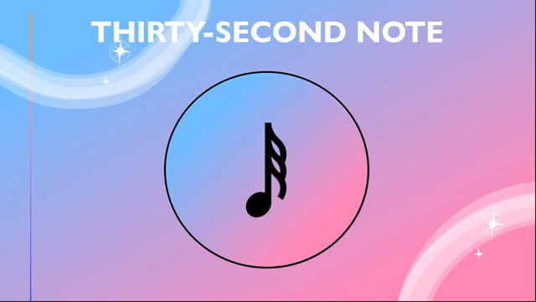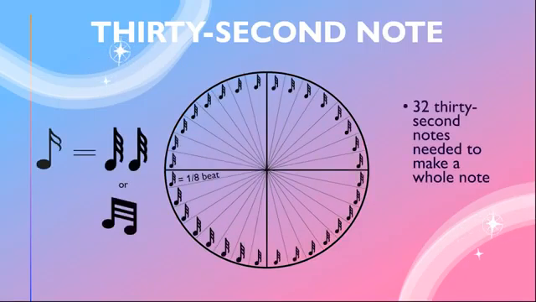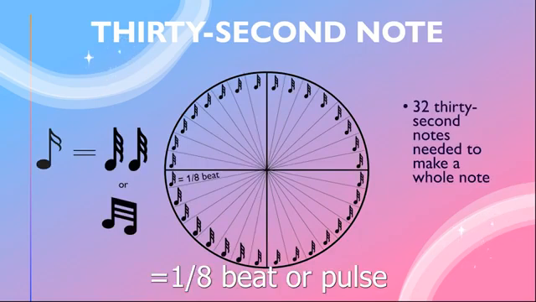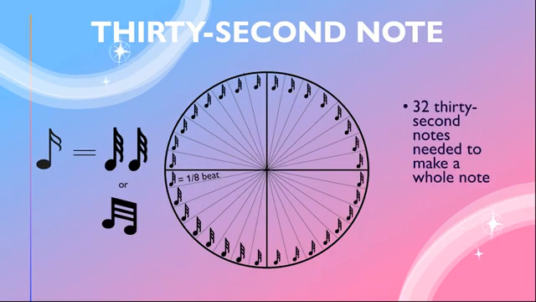Now for our last division symbol, the 32nd note. We continue to follow our previous pattern, and to show that this symbol is even smaller in value, we add another flag, totaling now to 3. We now are at 1/8 of a beat or pulse, and it takes 32 of these symbols to equal an entire whole note. Most likely you won't come across a symbol this small unless you're playing a very slow song that gives you enough time to play these notes.